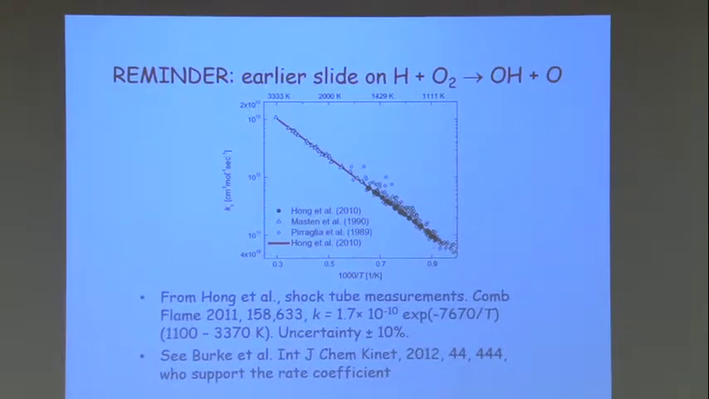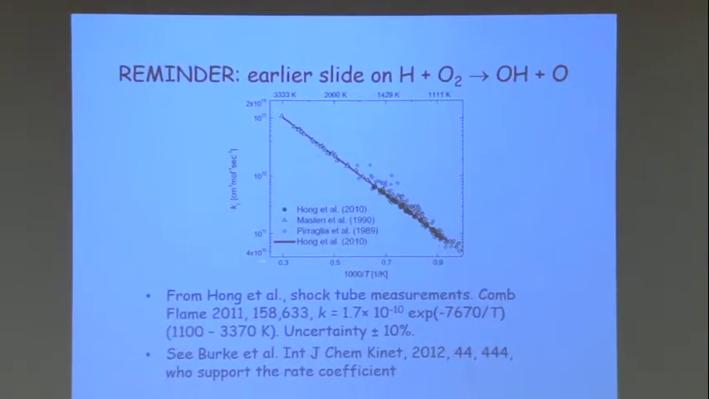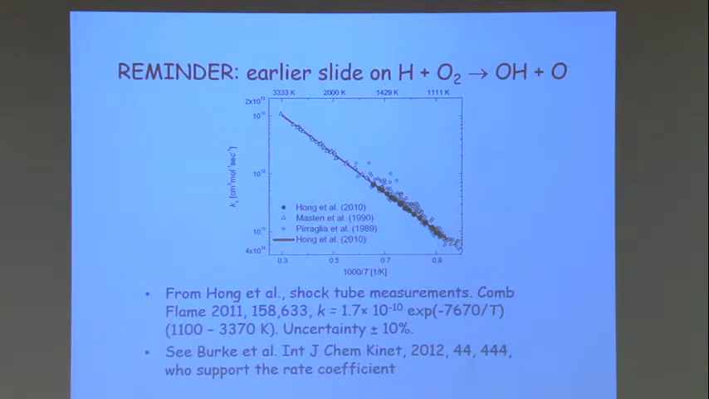And a reminder of an earlier slide on H plus O2 from a relatively small number of determinations in a paper by Hong using shock tube measurements, and also a reference to the discussion of this reaction by Burke, which is significantly later than what we were talking about in this evaluation. So this comes from Hong in 2010. These data were not included in that evaluation, but this is a subsequent evaluation that's been updated by Burke here.